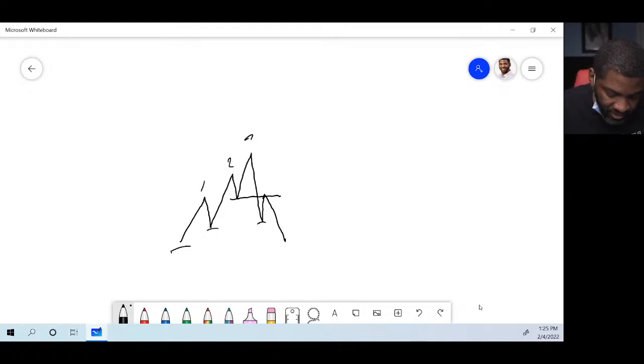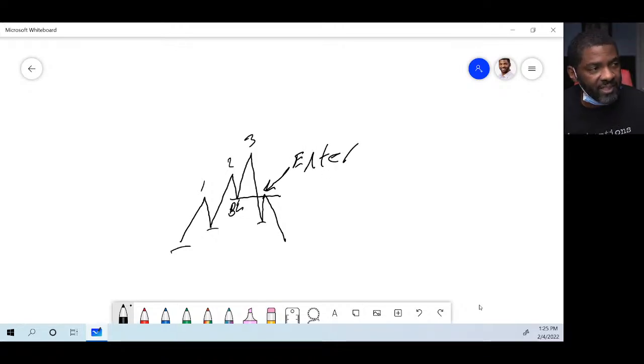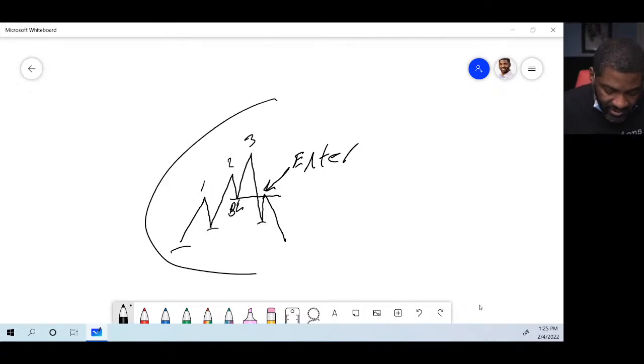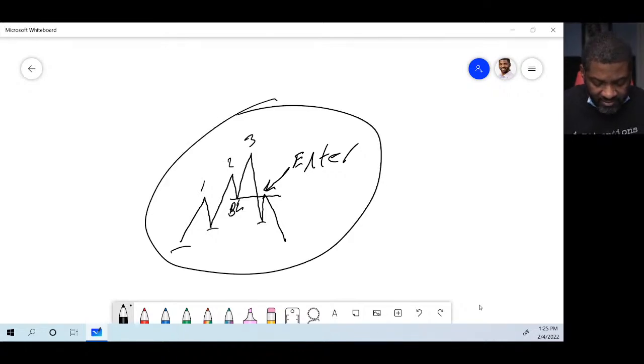One, two, three highs, break the most recent low, and when you trade back up into that low, you're looking to enter right there. That's where you're looking to enter. That's the melting butter setup that I learned from Lex. I know it ain't pretty, but that's the melting butter I learned from Lex.